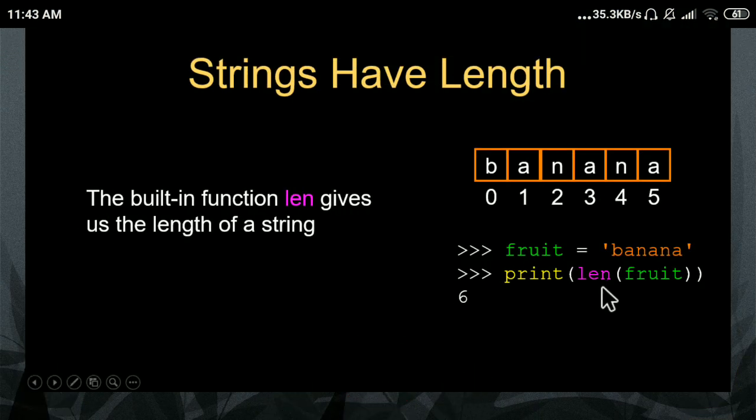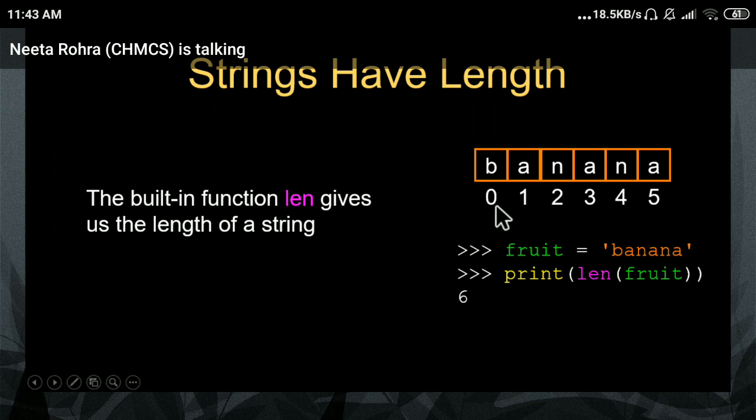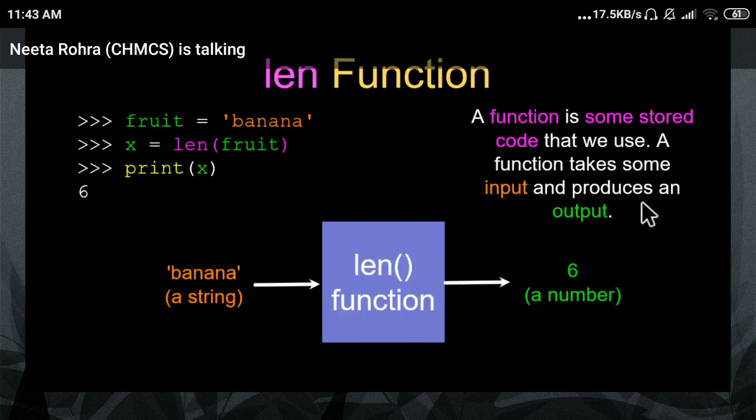You have built-in functions for a string, length of fruit. Now check the iteration: since I said it will start from 0 to n minus 1, whereas length is n. So the length of the string is 6 in this case, and you have indices from 0 to 5. So you have built-in functions for strings as well.